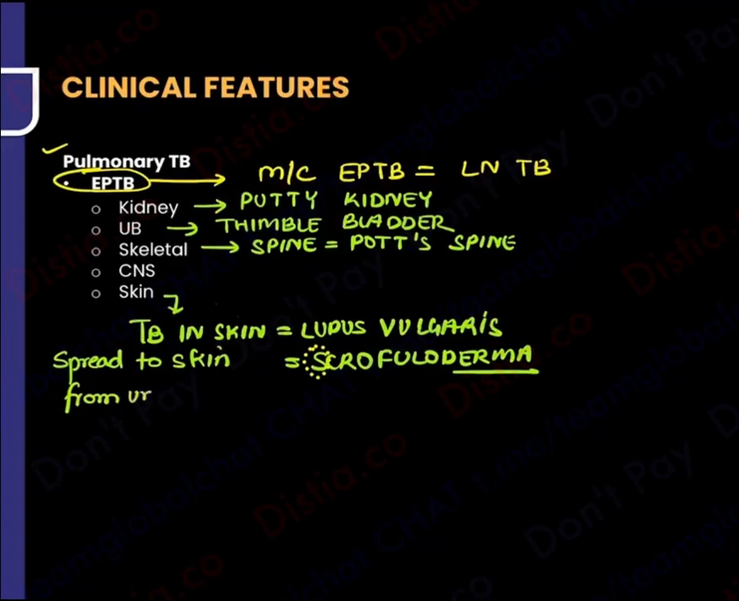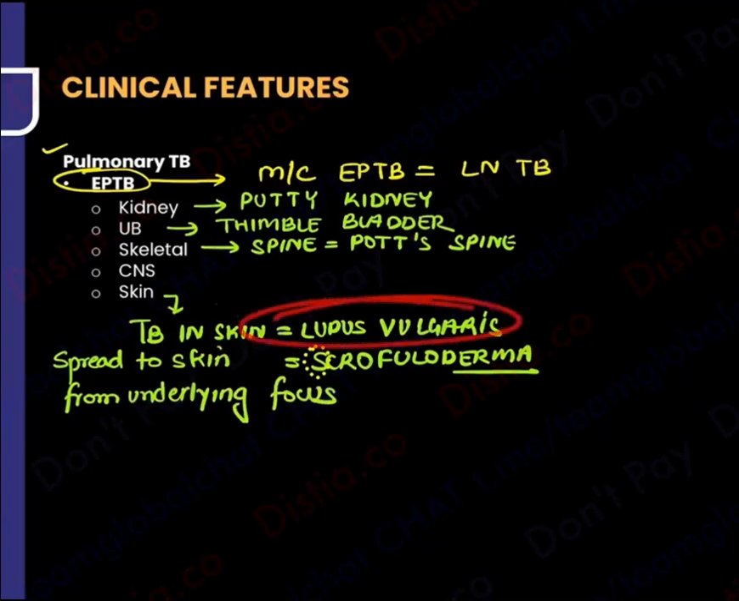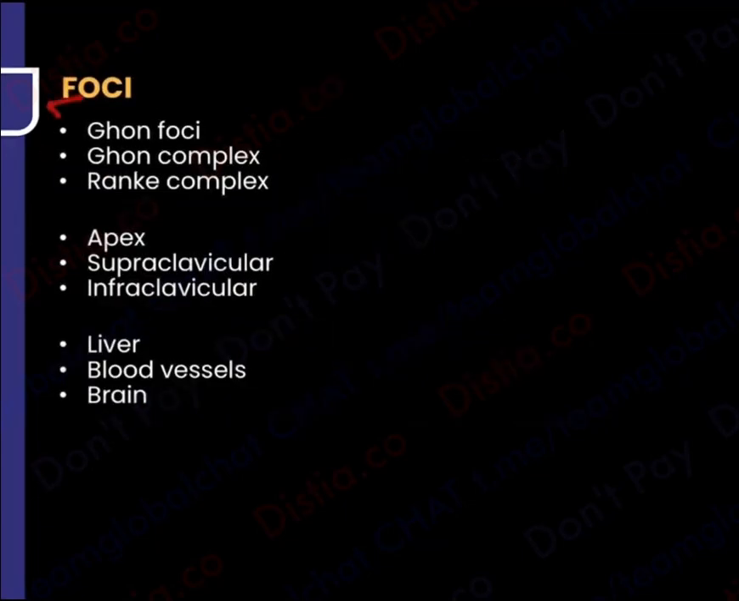It's not actually of the skin, but from an underlying TB focus, it has come onto the skin. So remember, lupus vulgaris is going to be in the skin, whereas scrofuloderma spreads from below to the skin. These are some examples. Otherwise, TB can happen in possibly every organ of the body. So now out of these, you need to know what are the different foci. These are very fancy names they ask you in the paper.